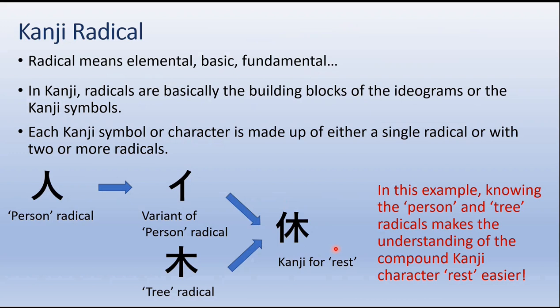So the purpose of writing all these here is that in this example, knowing the person and the tree radicals makes the understanding of the compound kanji character rest easier. So if we don't learn these radicals first, and if we directly move to learning this composite kanji, then it may be difficult. The logic may not be easily understandable. So that's why we should start from the radicals.